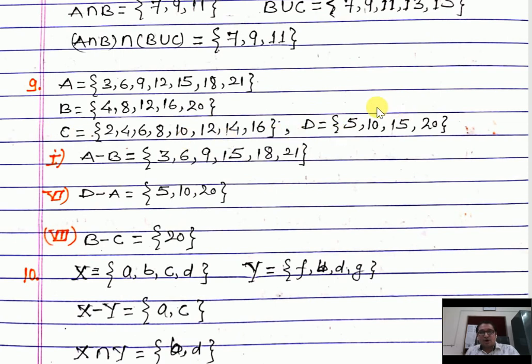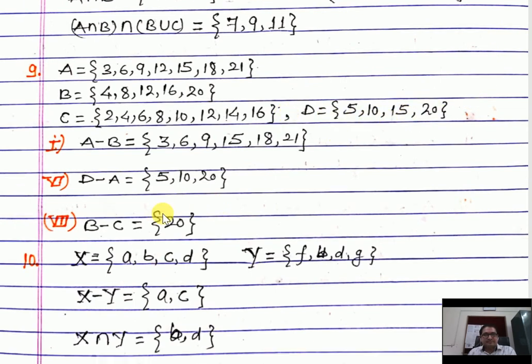Now D minus A, you have to write all elements of D except the common value. Means you have to remove the common value. You need to find the common elements of A and D, and remove them from D. So I think 5, 10, 15 is common in both A and D. So you have to remove 15 from D and copy the other elements.